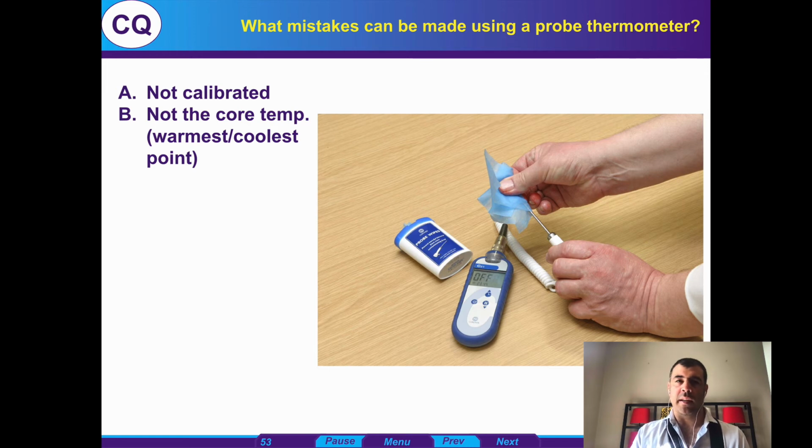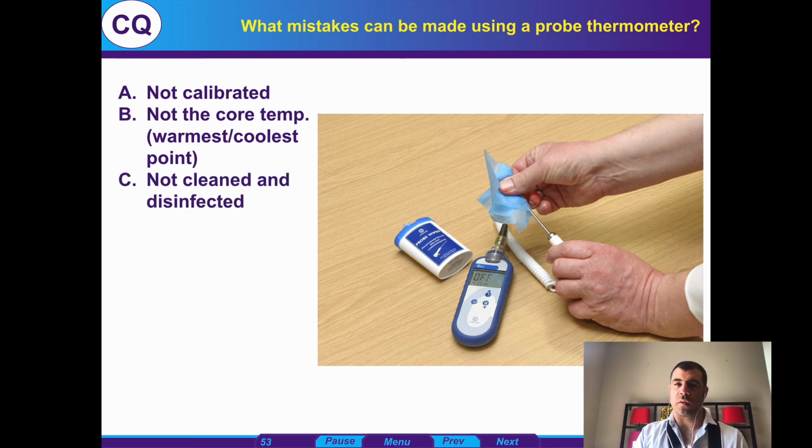Another common mistake is that the temperature is not taken at the core of the product. For instance, when you are taking the temperature for cooking a chicken, you need to make sure that you do it at the thickest point, which is not through the breast. The thickest point of a poultry is in between the thigh and the breast, so right in between, near the bone, not in the bone, near the bone.